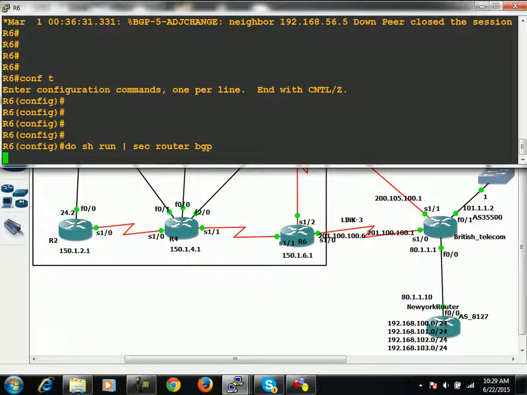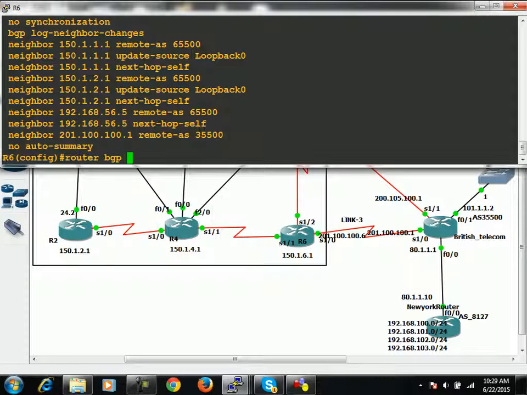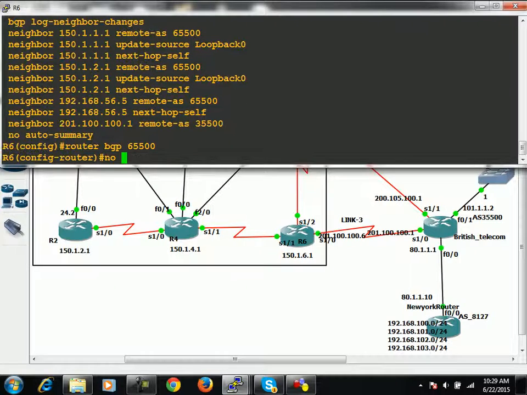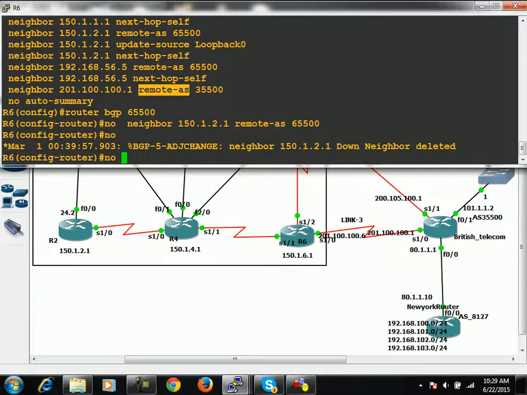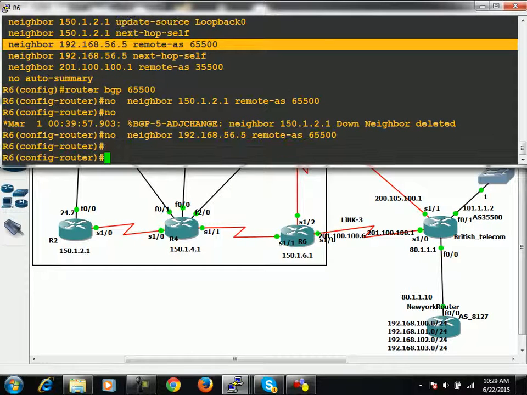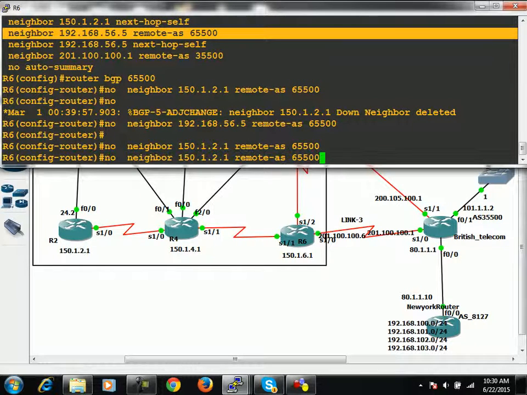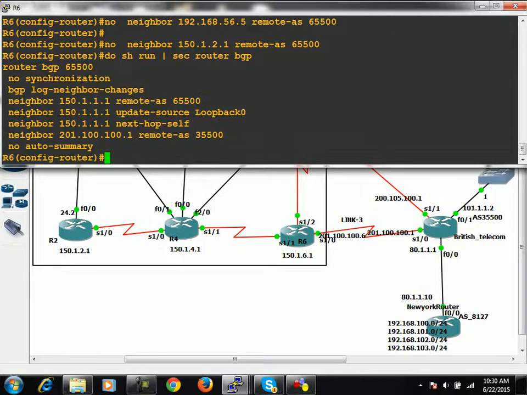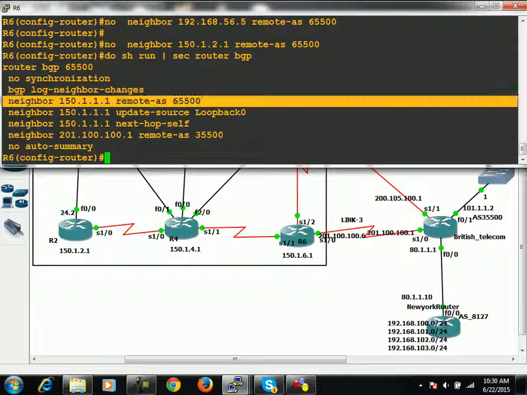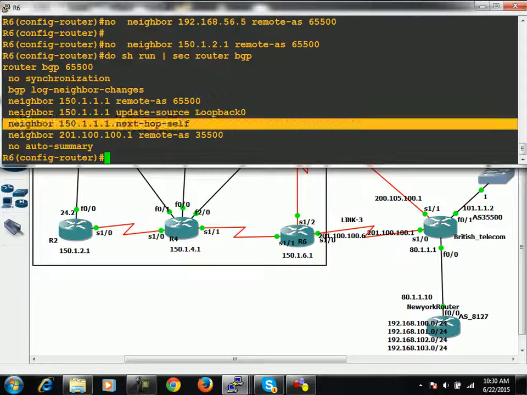I have to remove the command for R2. I have to remove the command for 56.5 as well. Now it is also having neighborship. See, this R6 is having neighborship with R1. See, remote AS and update source loopback are also configured. Next hop self is also configured because this is an IBGP neighbor for R6, right?